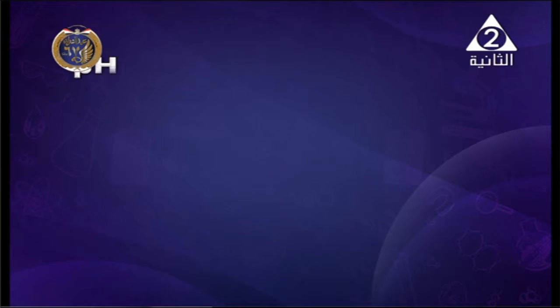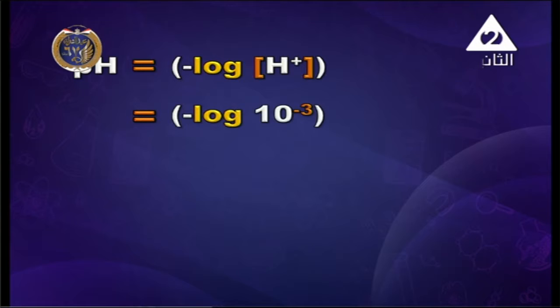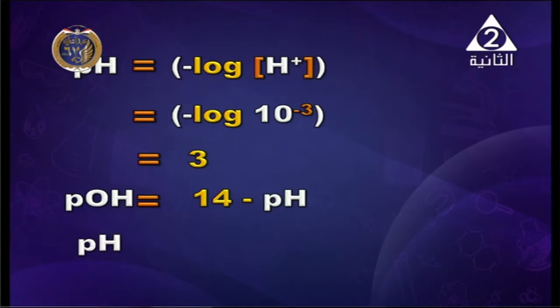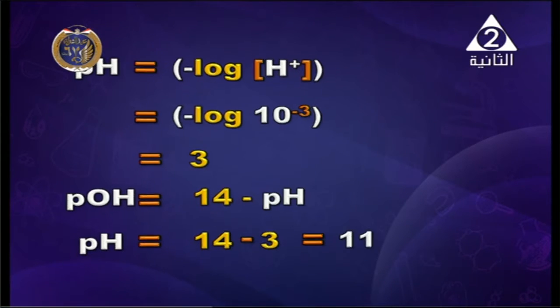Here, my dear student, the pH equals negative log the concentration of H positive, so equals negative log 10 to power negative 3 equals 3, and the pOH equals 14 minus pH, so pOH equals 14 minus 3, so pOH equals 11.